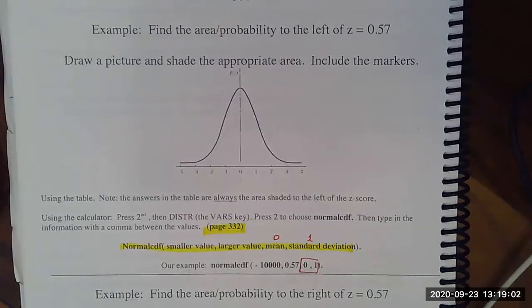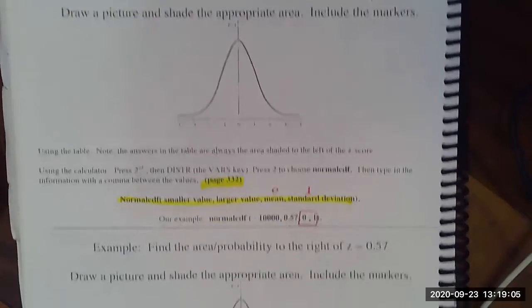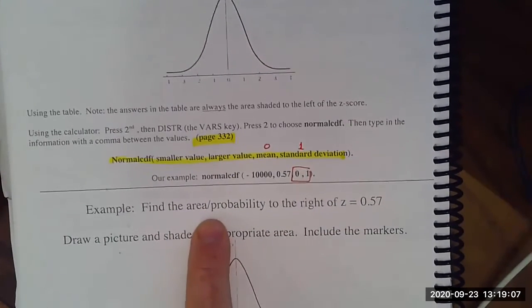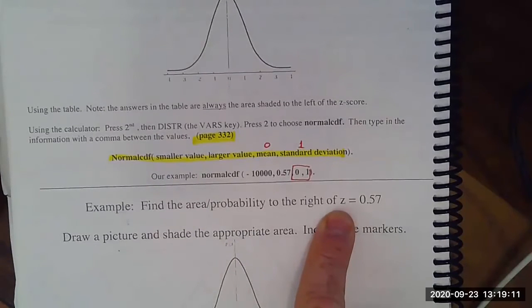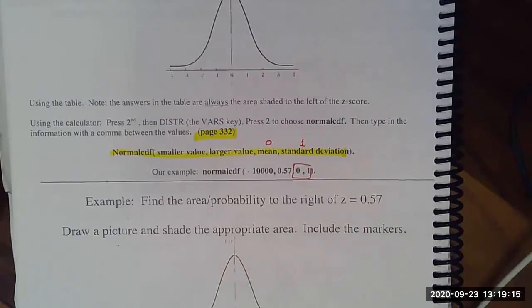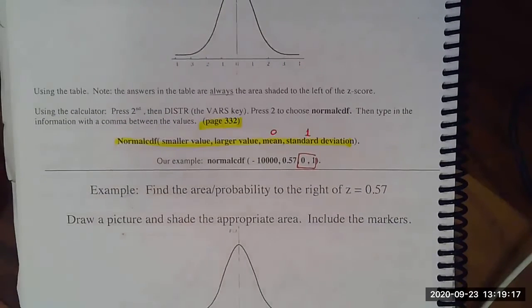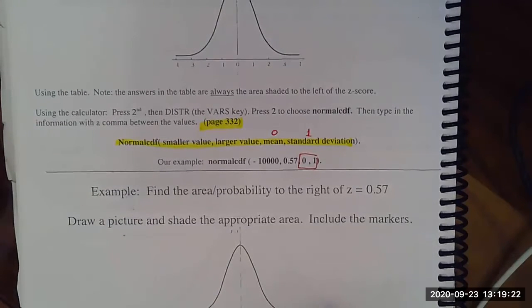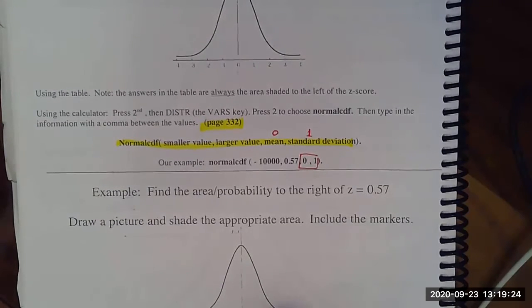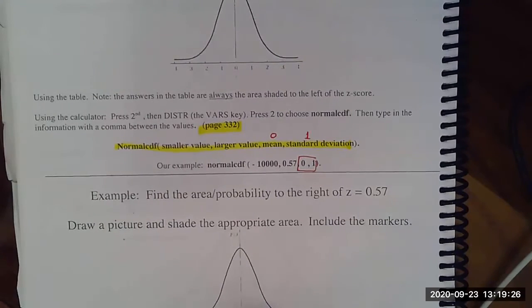Okay, what do I want to do? Find the area, the probability, to the right of 0.57. The right does not include it. So this is what you'll do. Let's see if I can put these numbers in a little more solid. So this is 0, 1, 2, 3, -1, -2, -3.